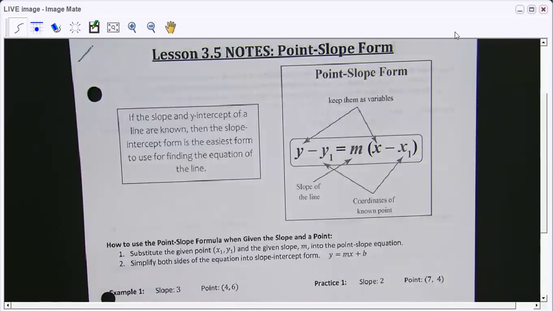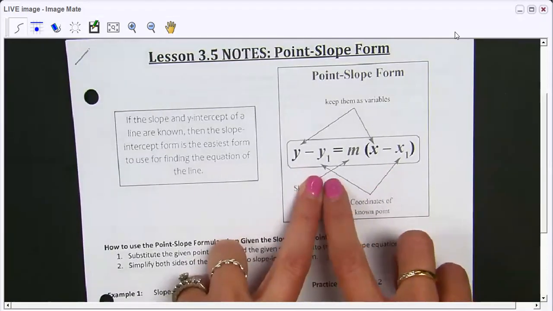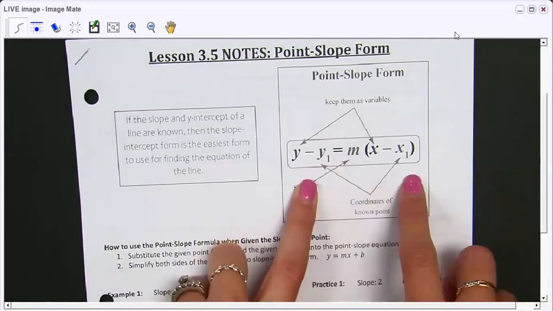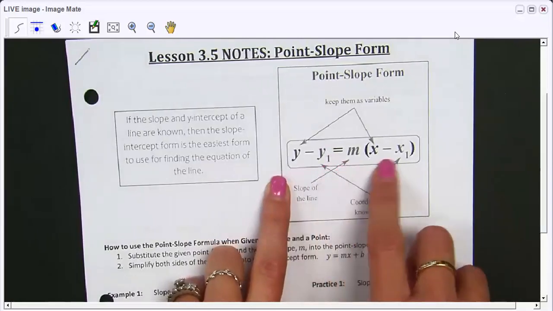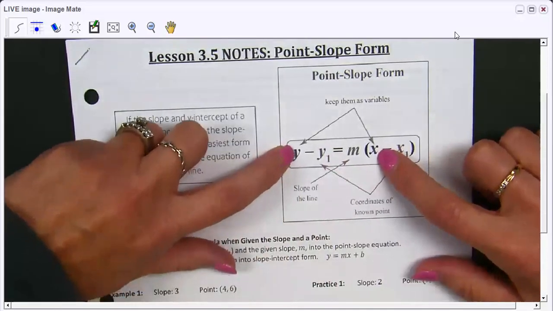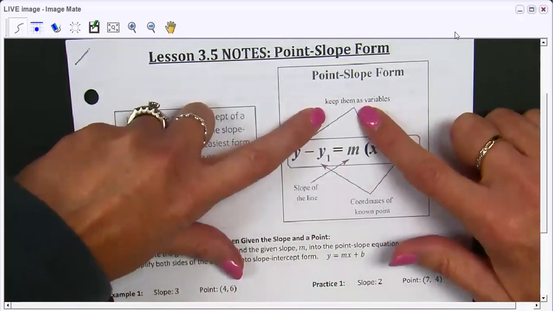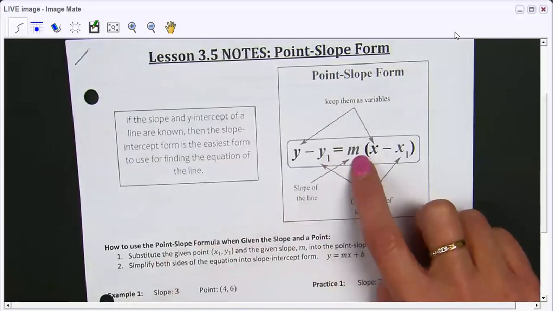Okay, so this is what the point slope formula looks like, and it's important that you remember this, okay? So it's y minus y1 equals m times x minus x1. So this y and this x, you want to keep them as variables. You do not want to change them.